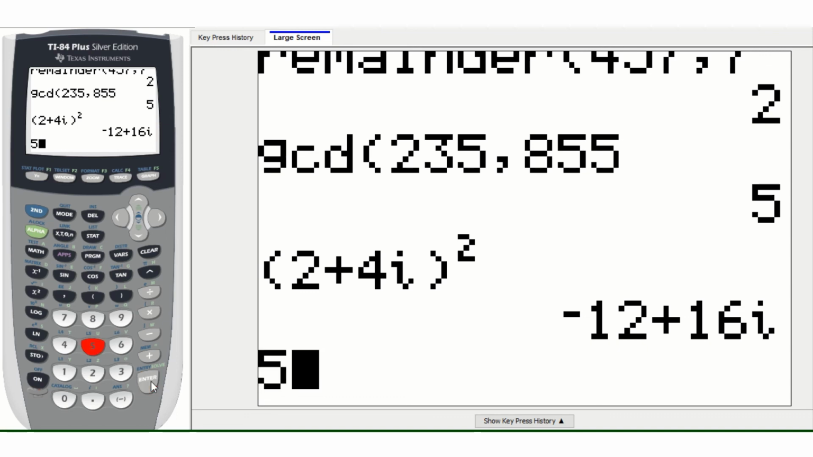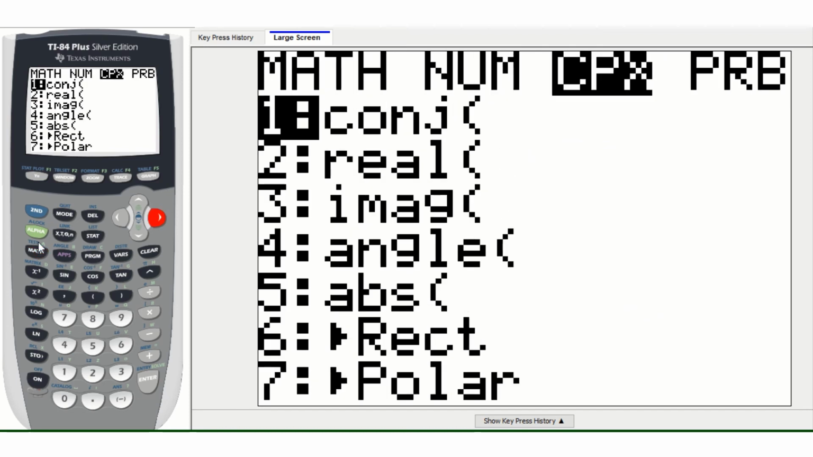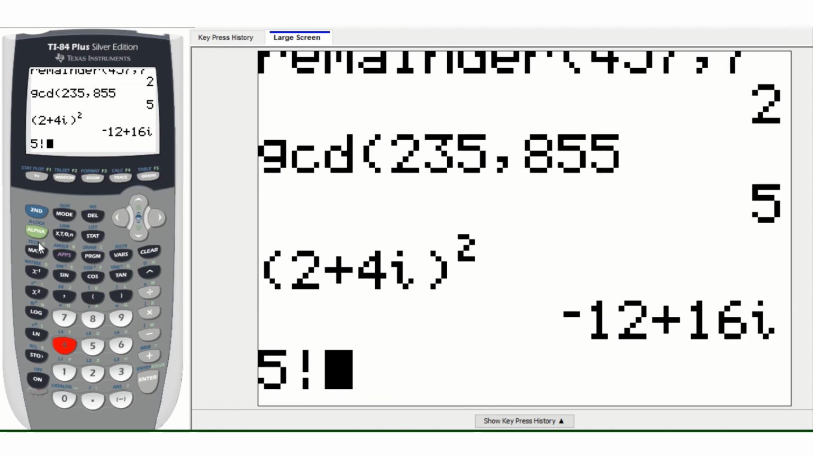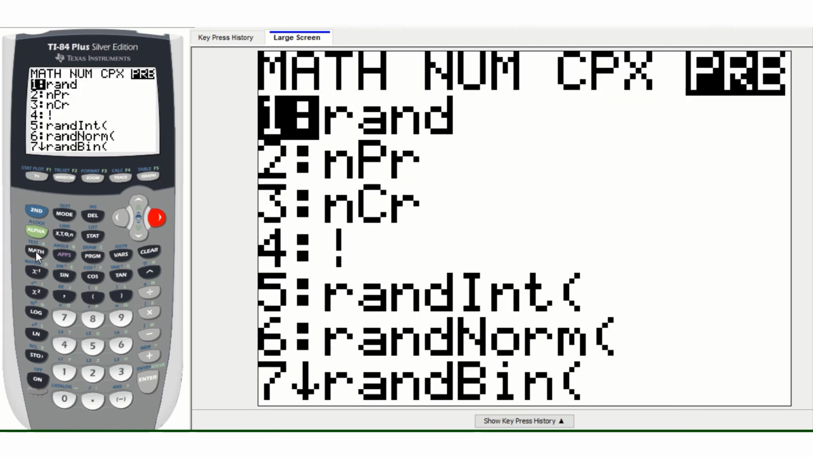So if I wanted to do 5 factorial plus 4 factorial, one way to get there is I go to math, and it's part of my probability unit. So I push to the right to get to probability, and then thing number 4 is my factorial. So plus, maybe hit pause and see if you can find it. So math, probability, thing number 4.